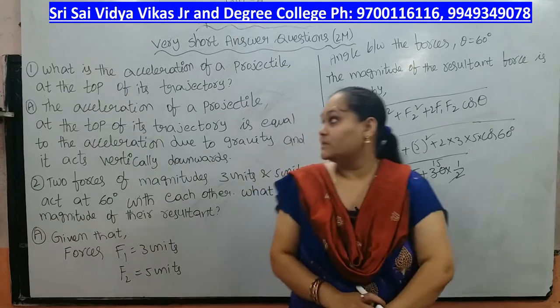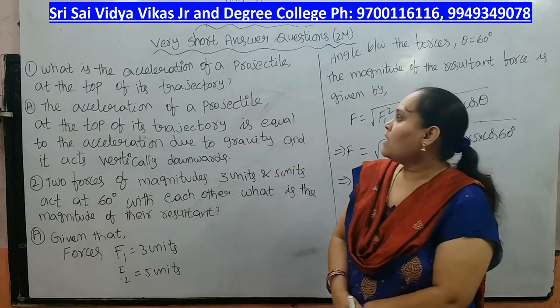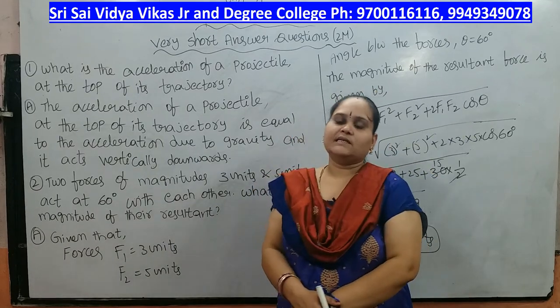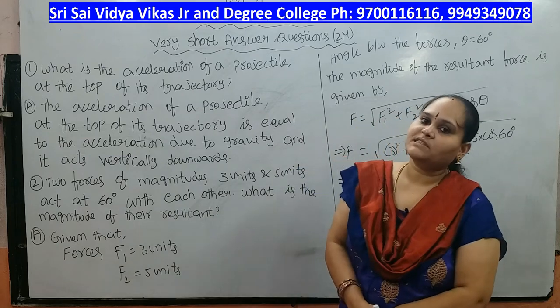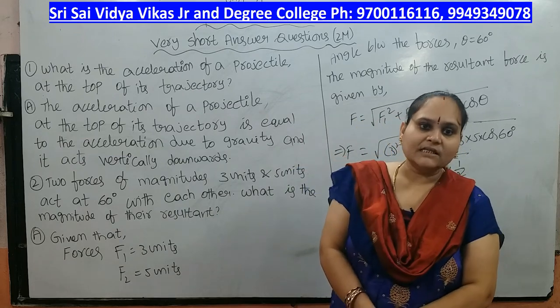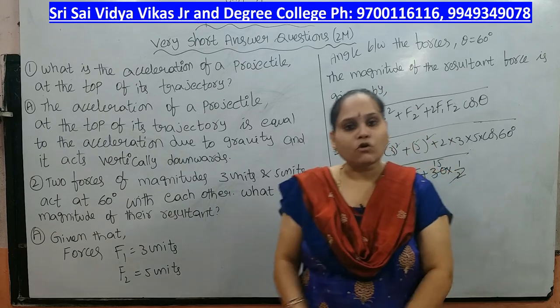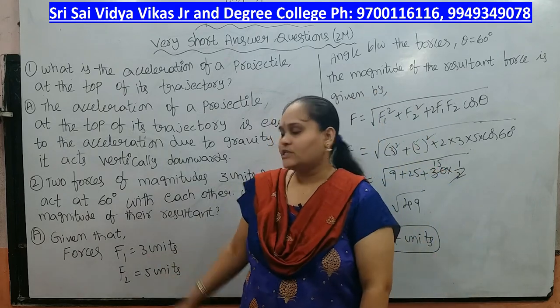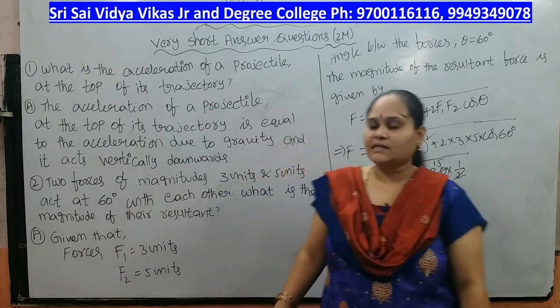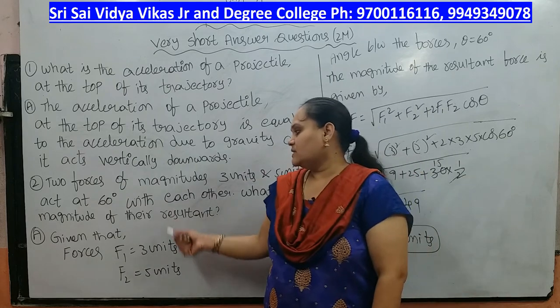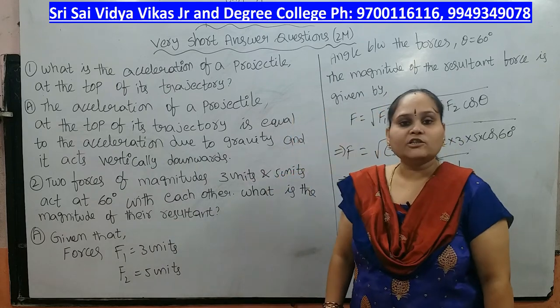Once more I will repeat it. What is the acceleration of a projectile at the top of its trajectory? The acceleration of a projectile at the top of its trajectory is equal to the acceleration due to gravity, which acts in the downward direction. And the next one: two forces of 3 units and 5 units act at an angle theta with each other. What is the magnitude of their resultant?